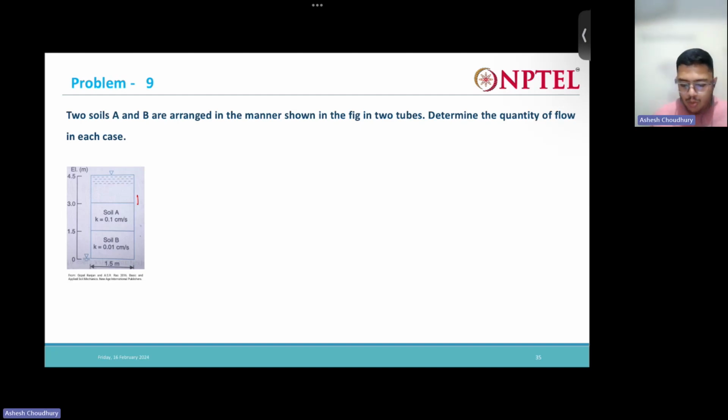So what we need to do is determine the quantity of flow. We need to determine how much flow is actually occurring. The K values, the hydraulic conductivity values, are given to us. Now, how to solve this?